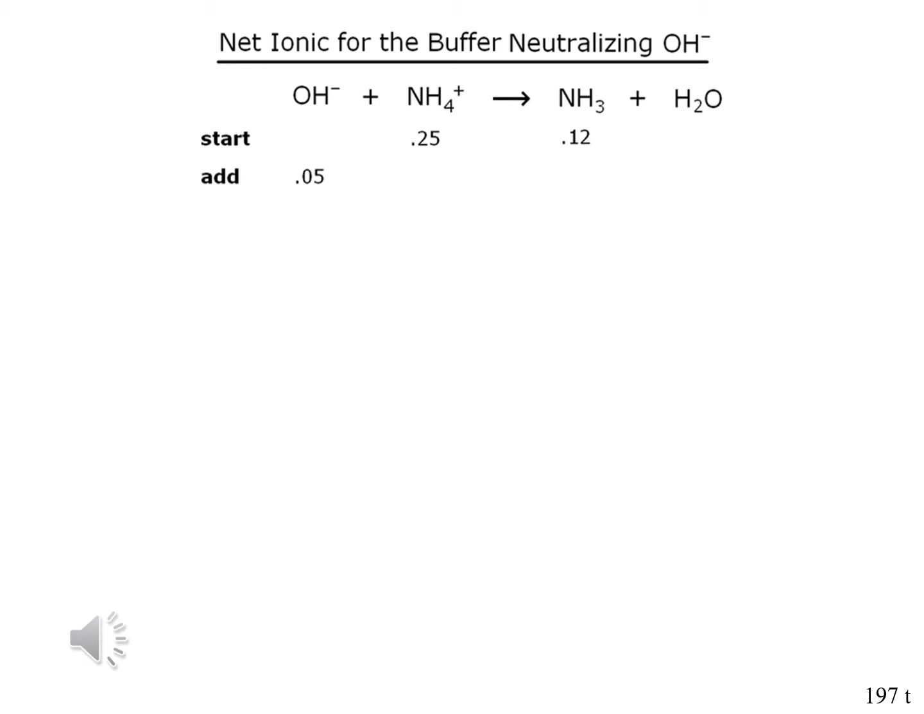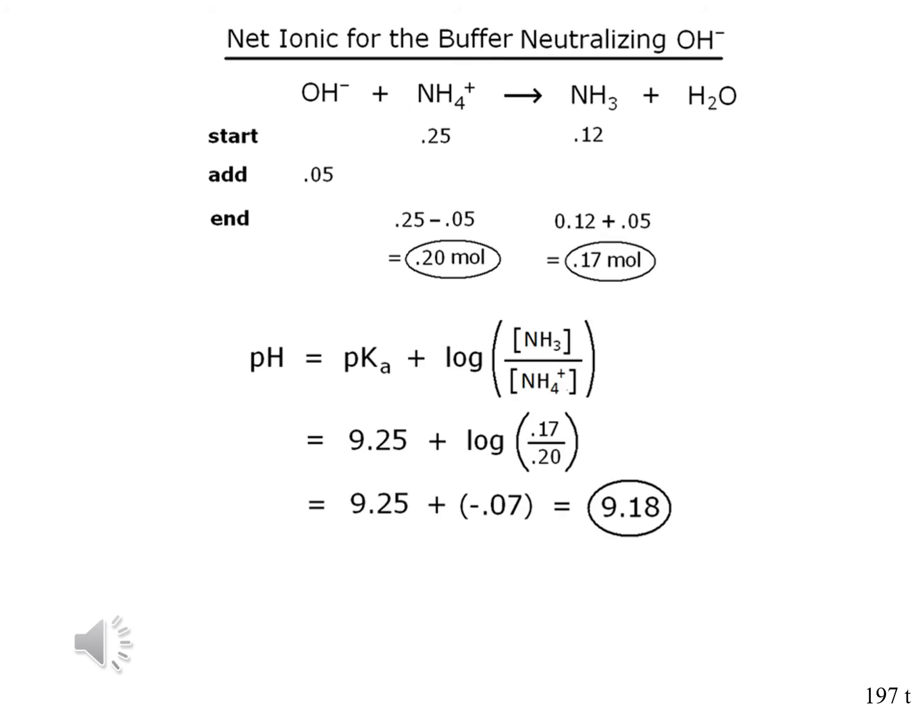Every time the OH pulls one of the H's off ammonium, you get less of it, and at the same time you produce more of the NH3. So when you subtract from the acid and add to the base, these are the new amounts you get. And you plug in the new amounts, base on the top, acid on the bottom, and it comes out to 9.18.